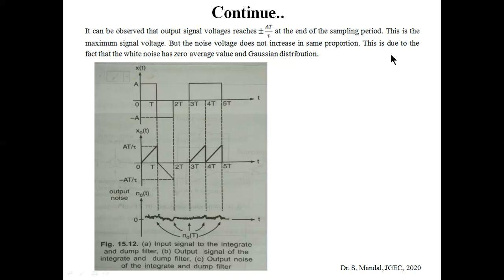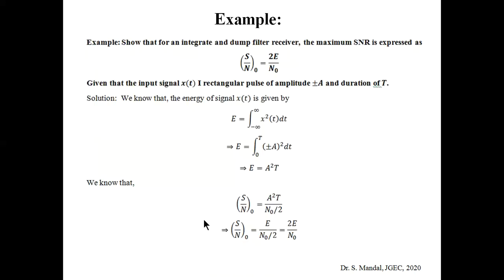Why? Because this is due to the fact that white noise has zero average, or zero mean, and it has the Gaussian distribution. So for that reason, it does not increase in the same proportion as the input signal, or the original signal.